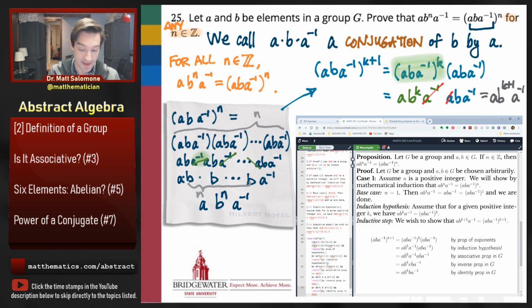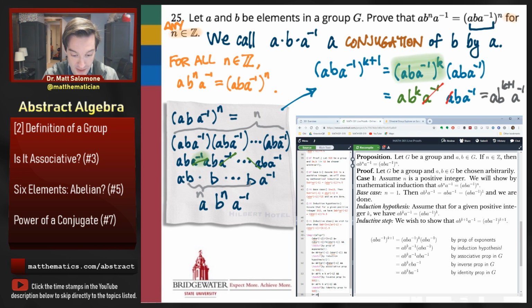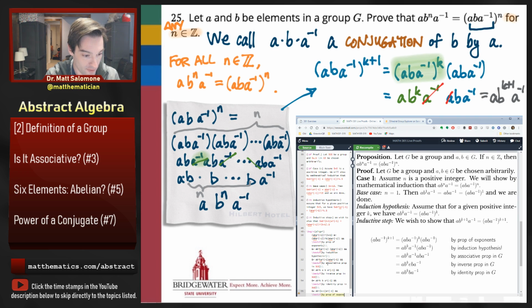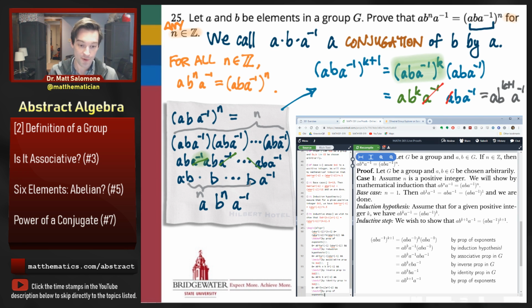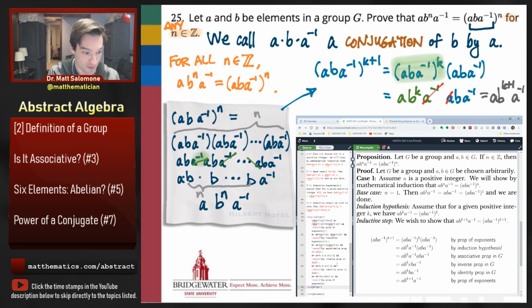But then, B to the K times B can be written as B to the K plus 1. And that's just, once again, by the properties of exponents. Properties of exponents also hold in every single group. And then finally, that actually is exactly the expression that's on the left-hand side of my burden of proof statement. Right? My burden of proof statement was right here. And now I've shown the reader why the right-hand expression in that equation is indeed equal to the left-hand expression in that equation. And so we are ready then to finish our proof.